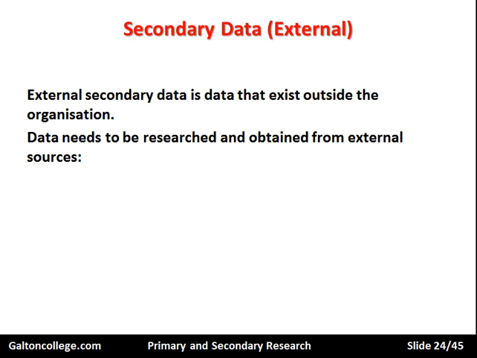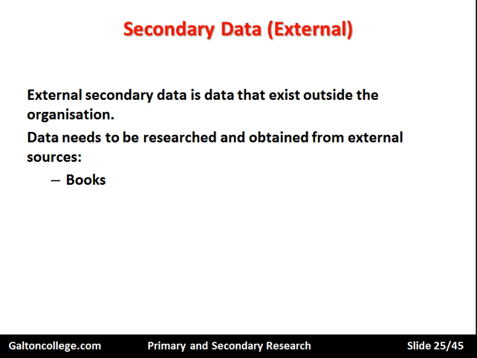So data needs to be researched and obtained from external sources. Once the external sources publish their data, if it's in the public domain, then it could be used as a secondary source and processed using statistical techniques into information that companies could use. So it was collected as primary data by the organization who collected it, but once it's processed and used by companies, it becomes their secondary data.